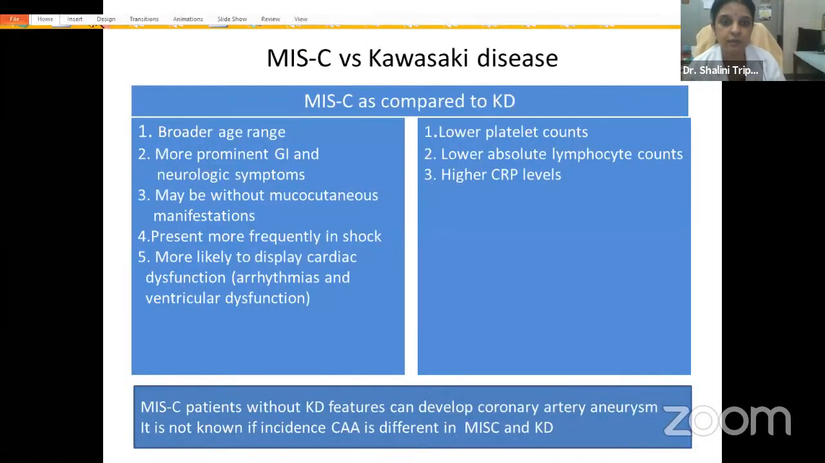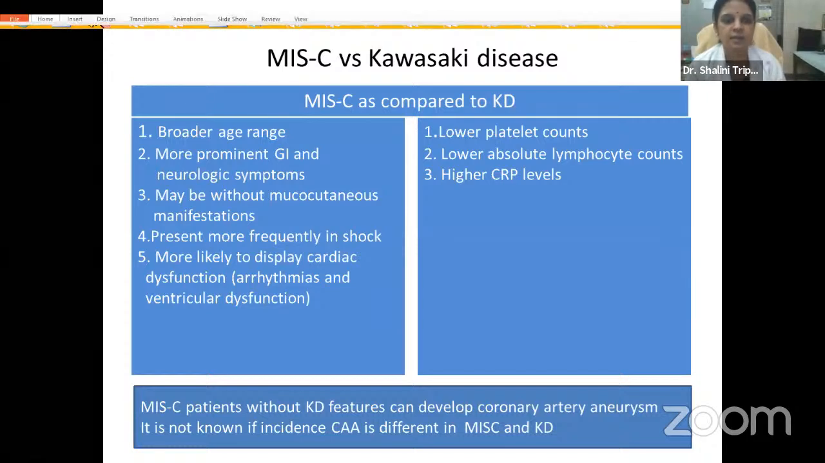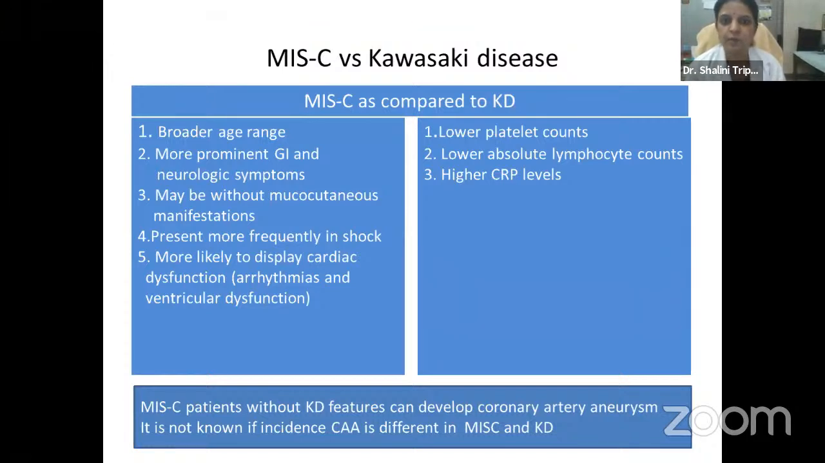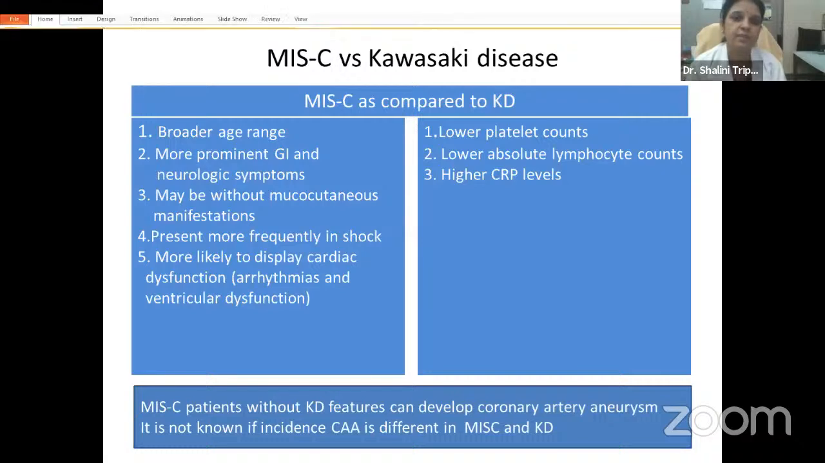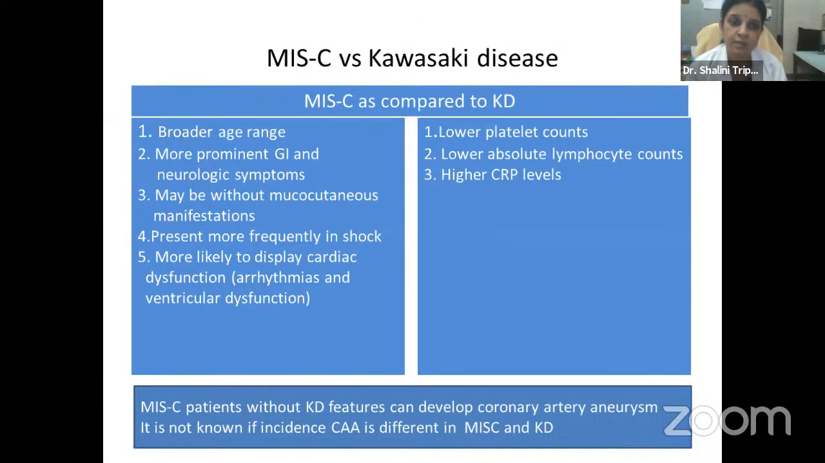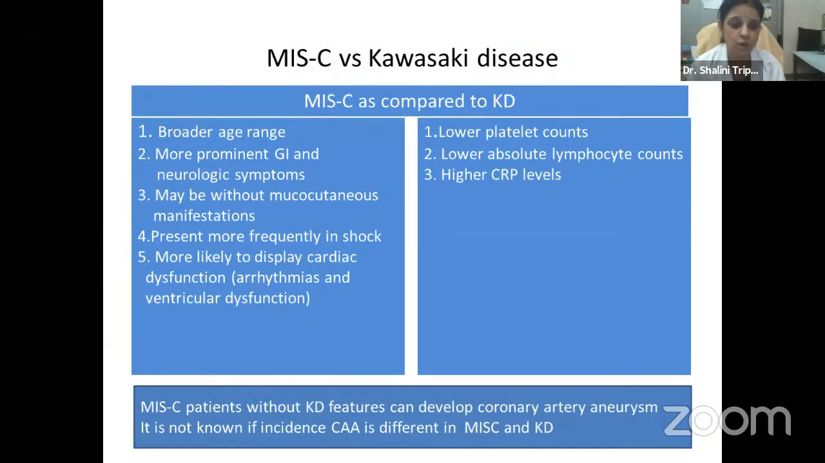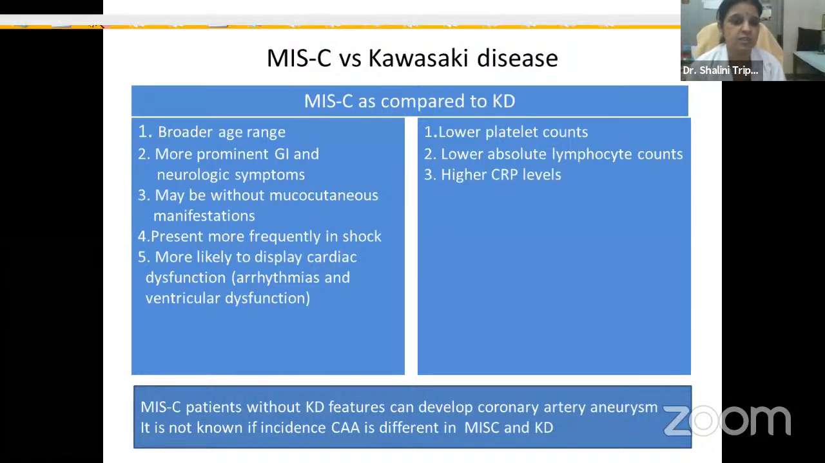Then how will we differentiate an MIS-C patient from Kawasaki disease? The clinical differentiation is that Kawasaki usually presents above 5 years of age, but MIS-C can present from small infants to adolescents. Kawasaki patients will have no GI or neurological manifestations. The MIS-C patients will have more prominent GI and neurological manifestations.